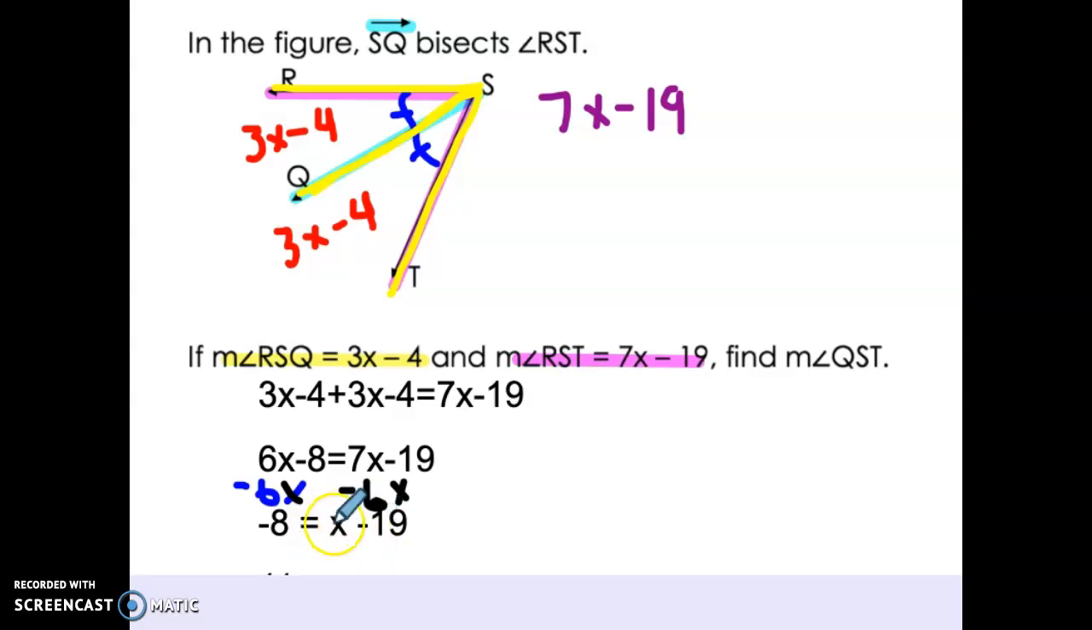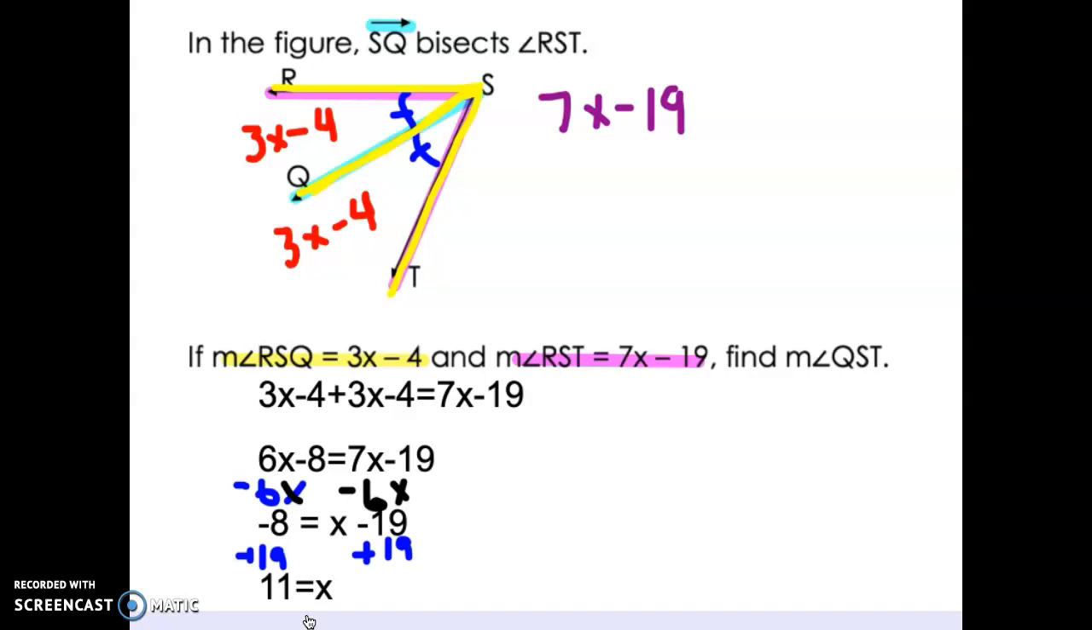We have all of our x's on one side. We need to move this negative 19 to the other side. So you have to ask yourself, what is the opposite of subtracting 19? We're going to add 19. So we're going to add 19 to both sides of the equal sign. When we do that, we get that 11 is equal to x. So now we have solved the problem for x.